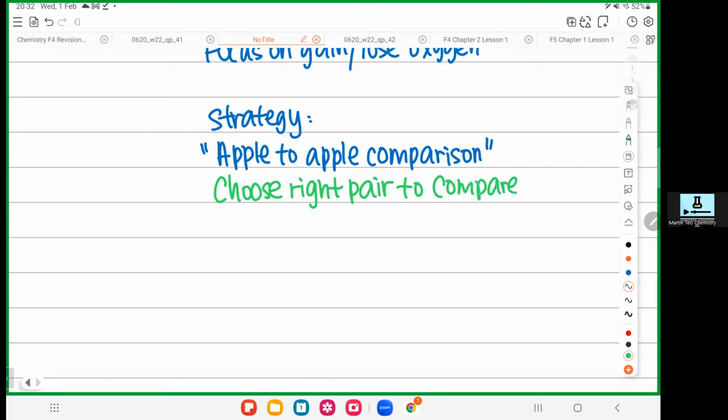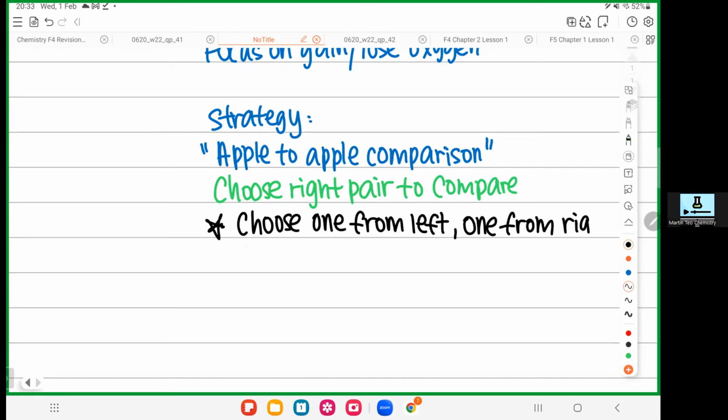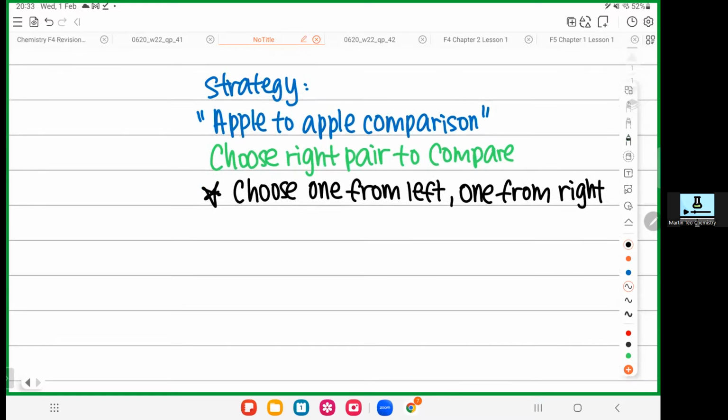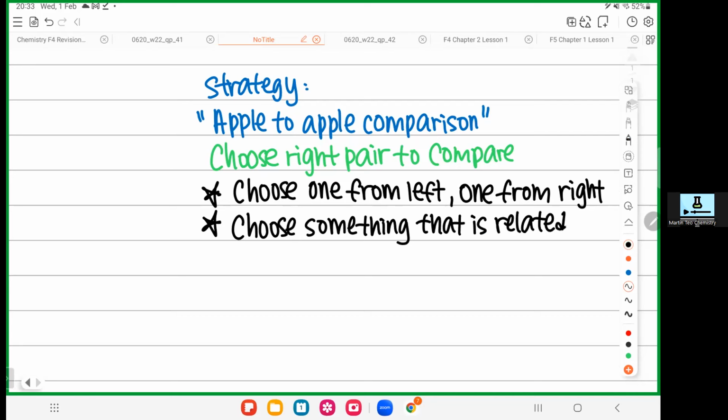Listen carefully. There are three things you need to do here. First, you always need to choose one from the left and one from the right. You cannot choose two from the left, and you cannot choose two from the right. It must be one from the left, one from the right. You must always choose something that is related. Don't worry, later I'll use two to three examples to show you, so you will have a better idea.